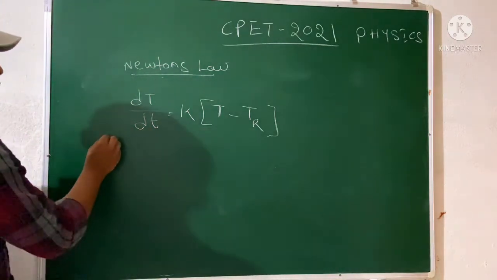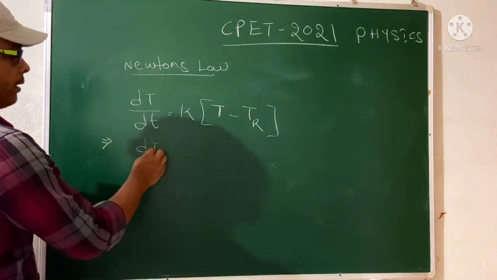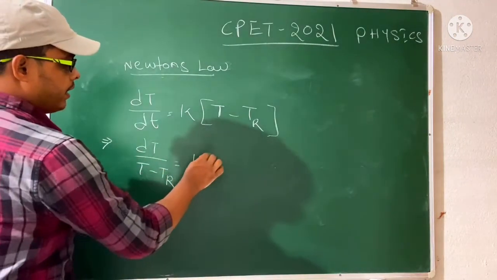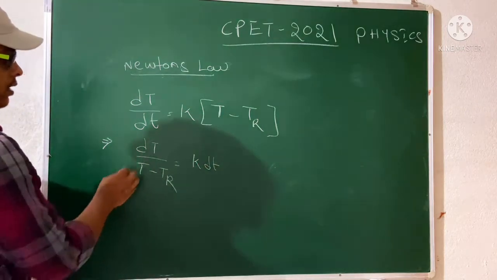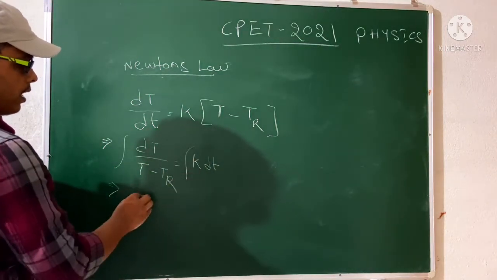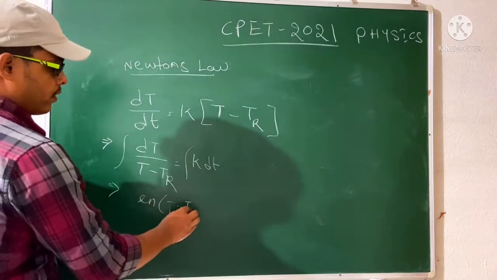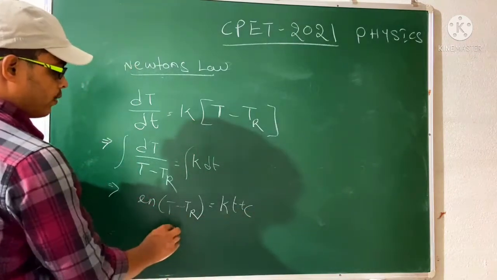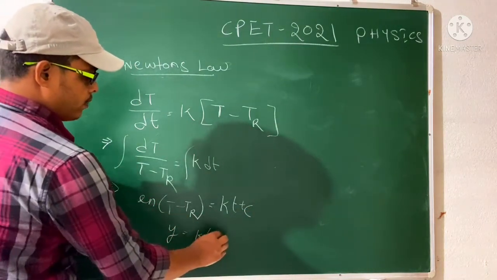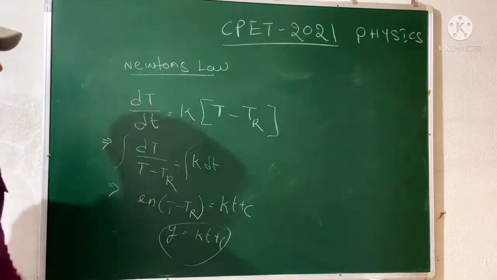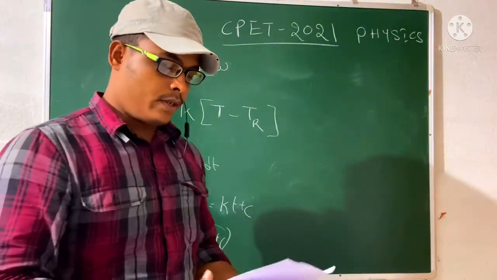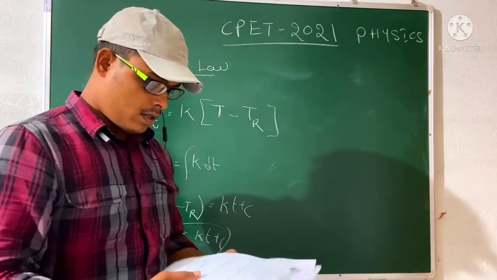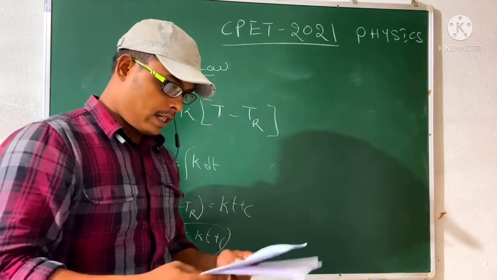So if you solve this, that will give you dT by T minus Tr. Remember, the room temperature is constant, so that will be k dt, right? To solve this, if you integrate, that will give you ln of T minus Tr equals kt plus c. So this is y equals mx plus c, so this is a straight line. He has given the logarithm of the temperature difference, so this is your option A, that is the straight line.